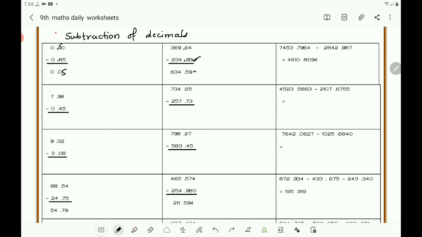Then here what is remaining? 5. Again you carry, that becomes 15. 15 minus 9, that is 6. You will get 6 here.